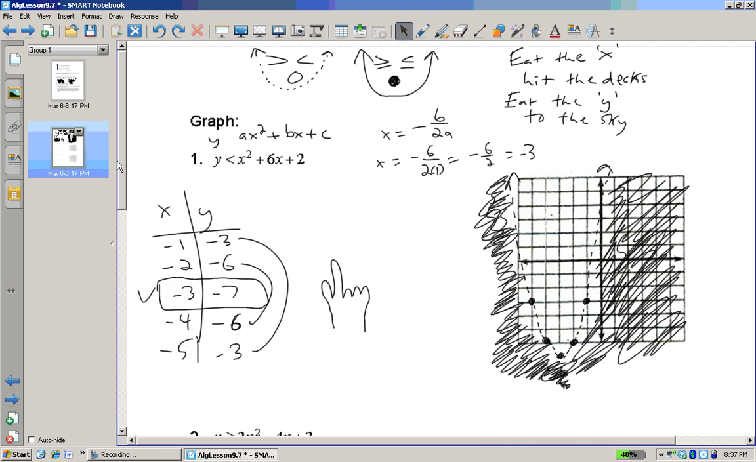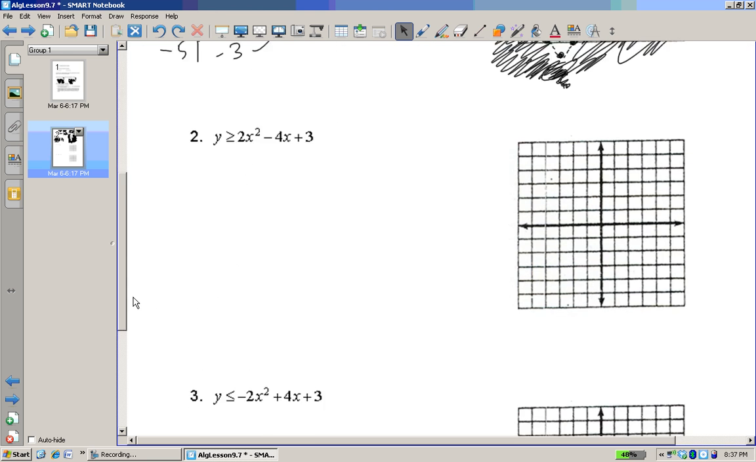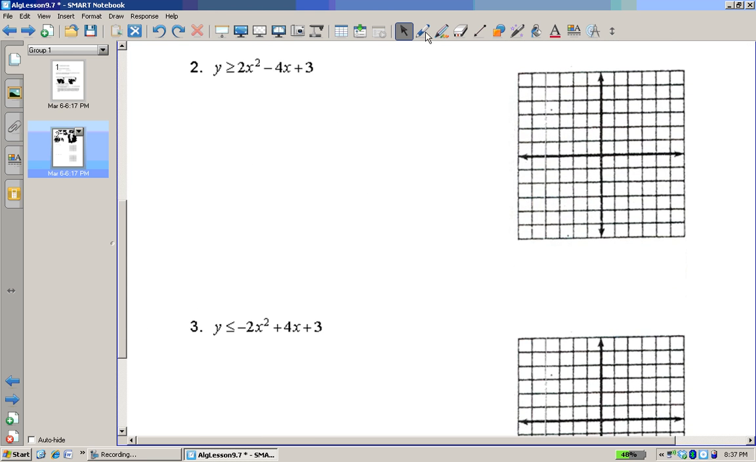And that's the first graph. Now, if you feel comfortable, you can go ahead and try number 2. Pause the video and see how you do. Let's see how you did.